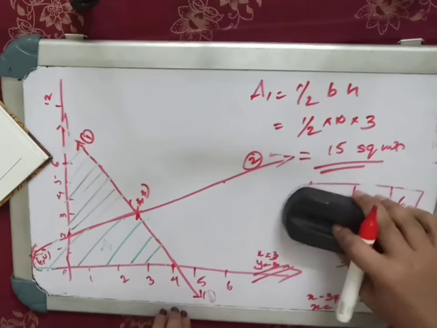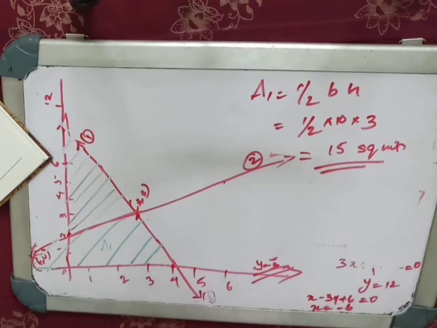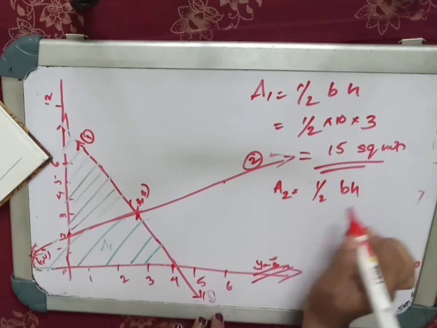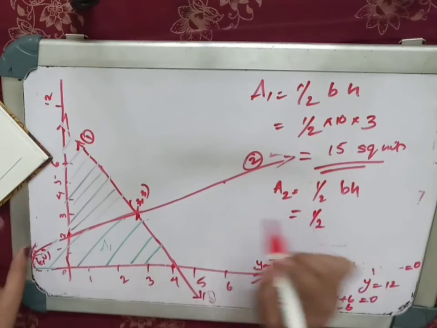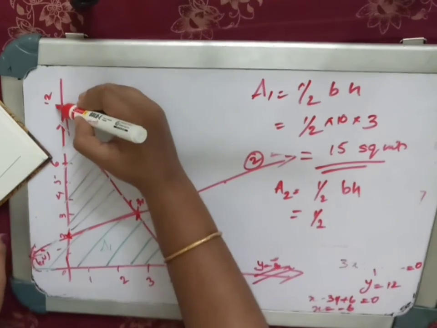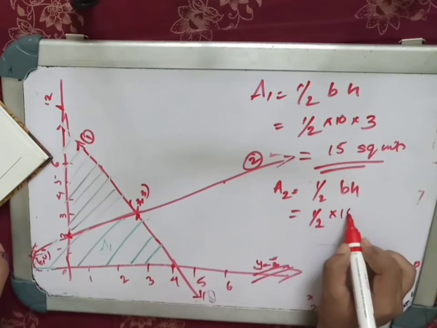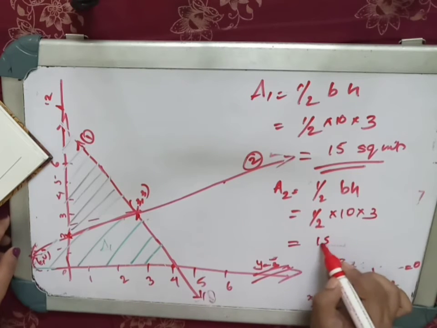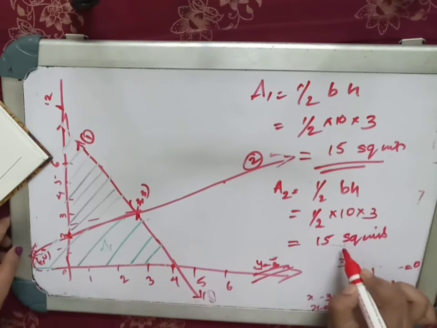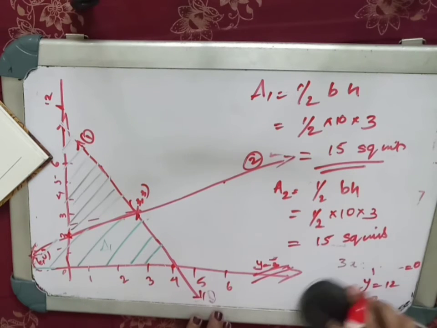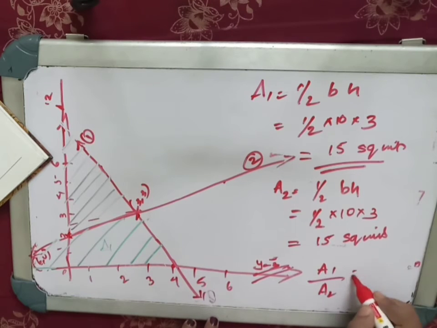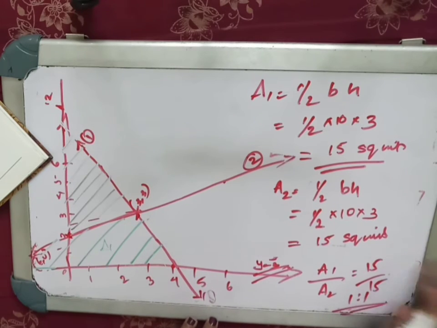Now let us find the area of the second triangle. A2 is equal to half BH. Area of the second triangle is half into, here the base length will be from 2 to 12. That will be 10 units, and the height will be again 3 units. So that is also 15 square units. Now what is asked? Find the ratio of the areas. So A1 by A2 will be 15 by 15, that is 1:1. So that is the ratio of the area.